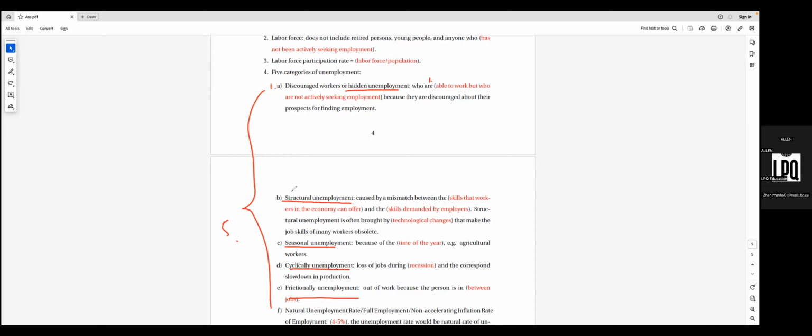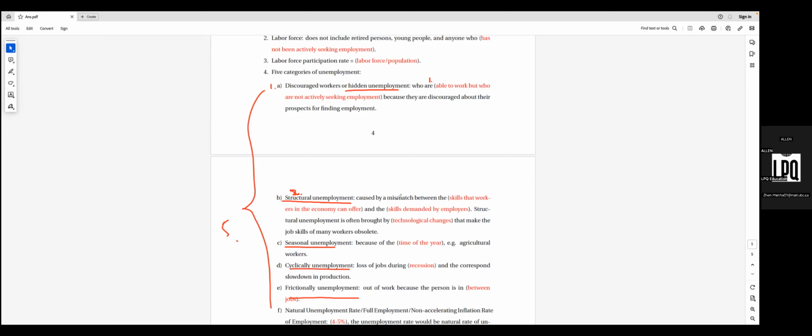Okay, so number B is structural unemployment. Structural unemployment is a very special case. This is the most difficult type of unemployment to deal with. And why is it special? Because this is the most difficult type of unemployment to deal with as a government. Let's find out the reason, and then you can see why it is so difficult to deal with.